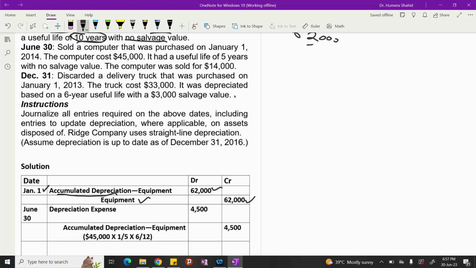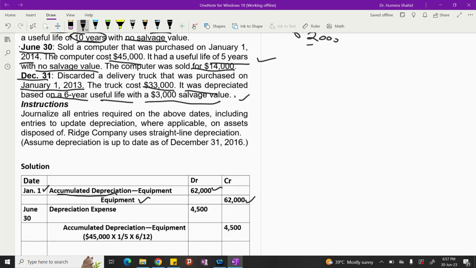Let me just quickly read the requirements with you, because it's not that simple as we can see over here. We have to update the depreciation account every time we want to sell or retire an asset. So let's read the full question and then we will record the journal entries for the remaining dates. June 30th, sold a computer that was purchased on January 1st, 2014. The computer cost $45,000. It had a useful life of 5 years with no salvage value. The computer was sold for $14,000. Okay, so this is about the sale of a computer, that's an equipment. December 31st, discarded a delivery truck that was purchased on January 1st, 2013. The truck cost $33,000. It was depreciated based on 6 years useful life with 3,000 salvage value.